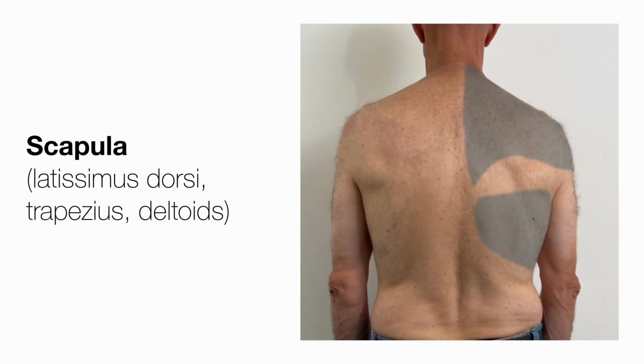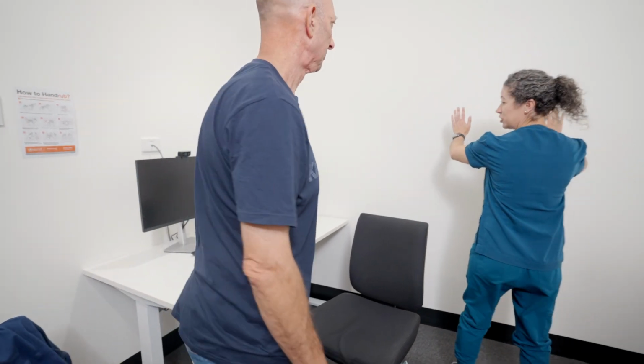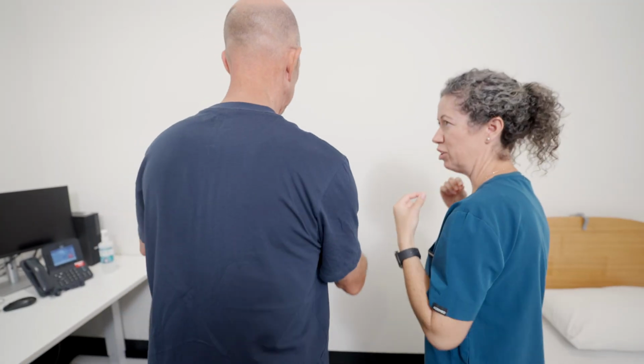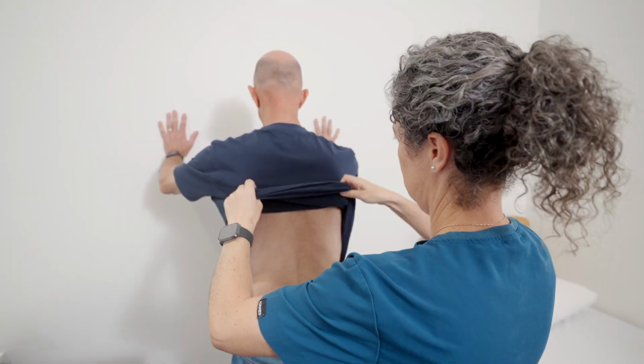Next, assess the muscles around the scapula, the latissimus dorsi, trapezius and deltoids. First, assess whether ribs are easily visible on the outer sides of the upper back. Then ask the patient to extend their arms straight out in front and push against a wall or your hand.